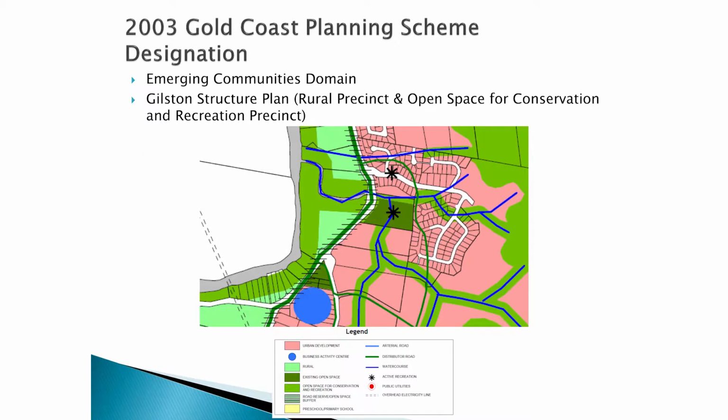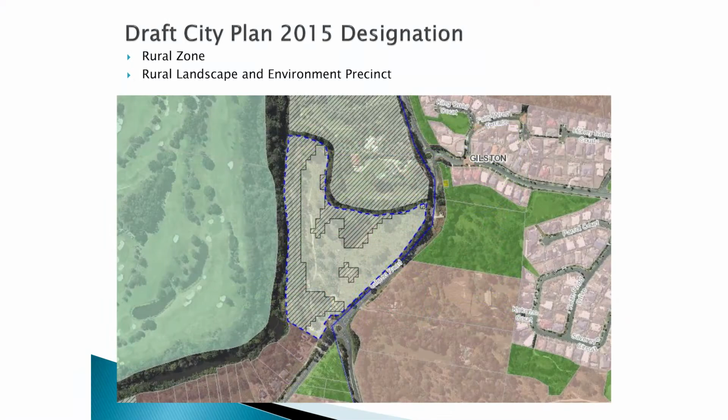For this application, the site is located there. It's in the emerging communities domain and within what's called the Gilston structure plan. The application's a little bit complex because it's in 2 precincts. It's in the rural precinct and the open space and conservation and recreation precinct. Under the draft city plan 2015, the site is in the rural zone, and part of the site's in the rural landscape and environmental protection precinct.